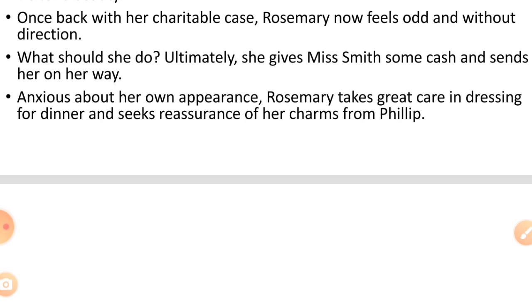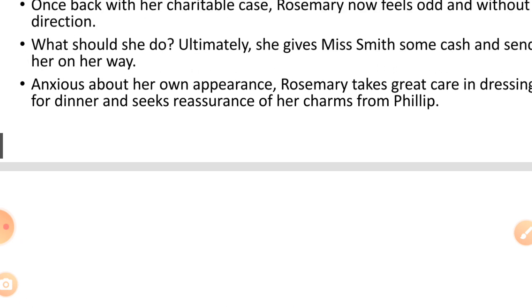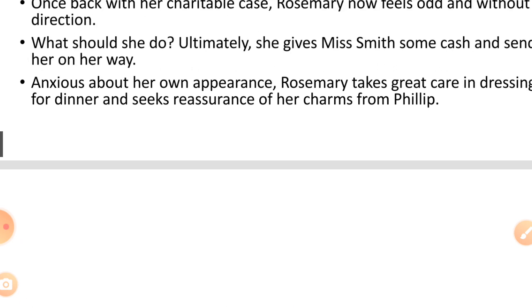Anxious about her own appearance, Rosemary takes great care in dressing for dinner and seeks reassurance of her charm from Philip. So, jealousy comes in the way, and Rosemary shows her loyalty to her husband, and she tries to make the girl go from the home.